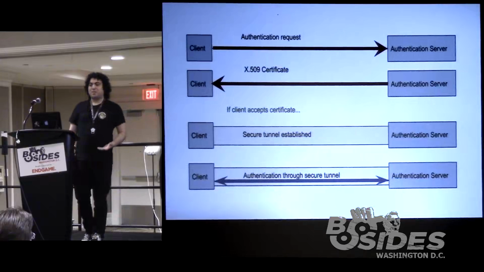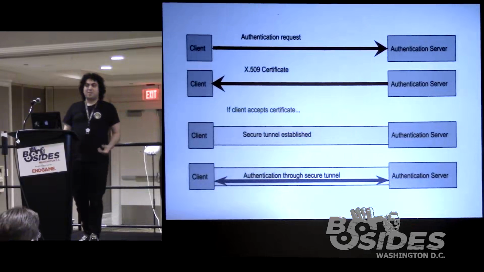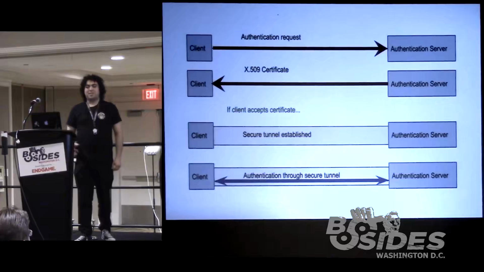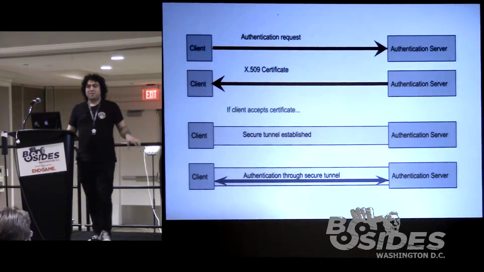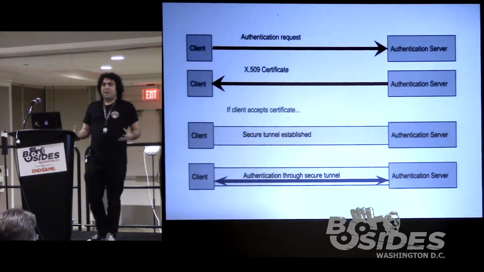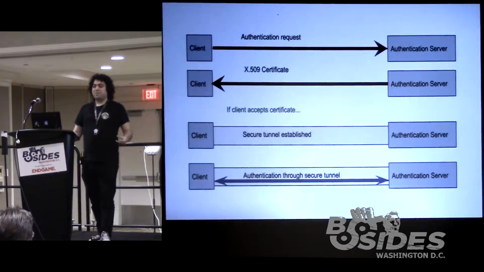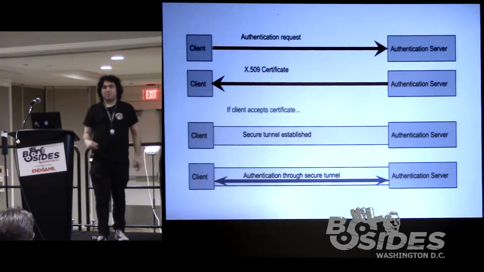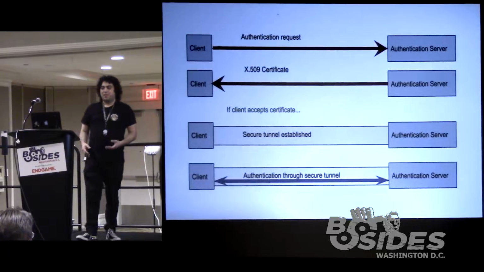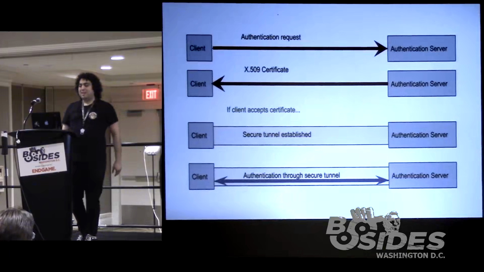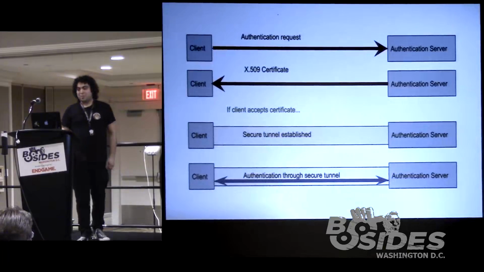So at this point, the client then either accepts or rejects the certificate. If it accepts the certificate, it means it trusts the authentication server, and a secure tunnel is established between the client and the authentication server. Once that secure tunnel is established, we move on from the outer authentication, which is where we were before, and we now begin what's called the inner authentication process. This is actually where credentials are entered, and you enter your username and password, and that gets sent to the authentication server. We'll look more at how that works in a second. But that inner authentication is going to occur through this secure tunnel.